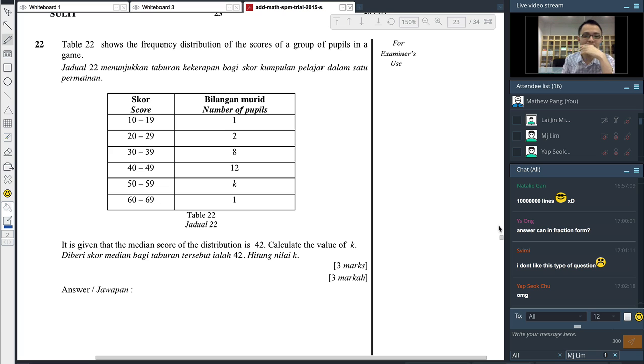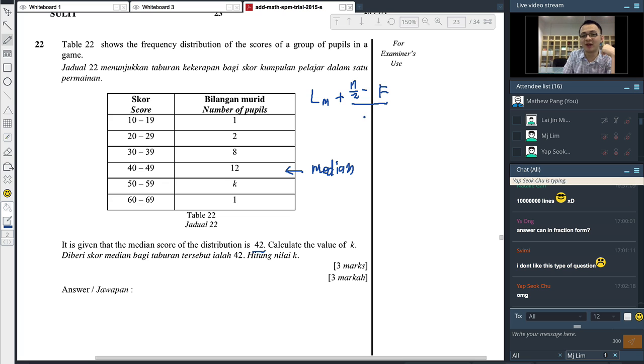It's given that the median score of the distribution is 42. In this case, they give you the median is 42, so I know this will be my median class, because 42 is between 40 to 49. So calculate the value of k. I hope you at least know the median formula. It is the lower boundary of the median class plus n over 2 minus F, where n is the total frequency and F is the cumulative frequency before the median class, divided by the frequency of the median class, multiplied by the class size. This is the median formula.